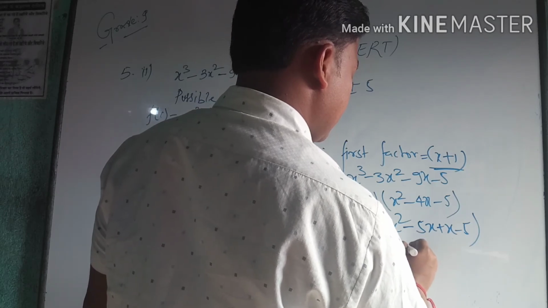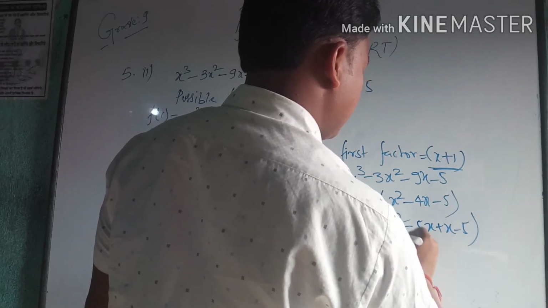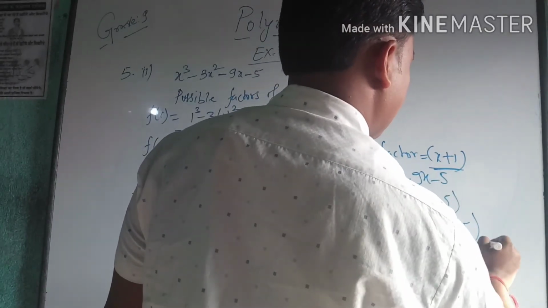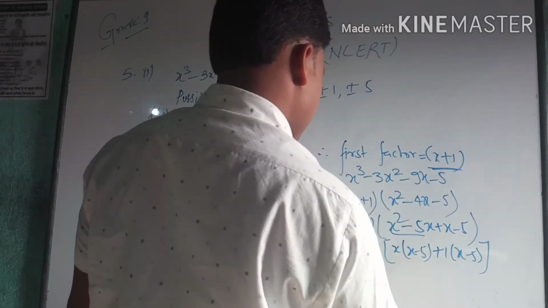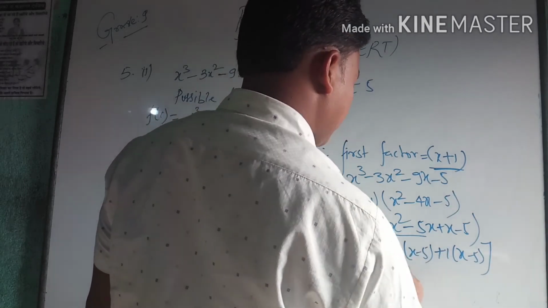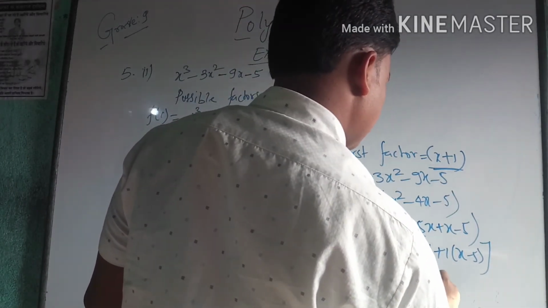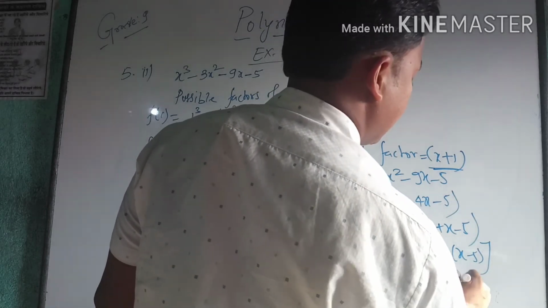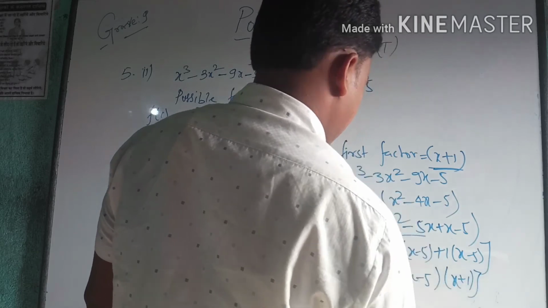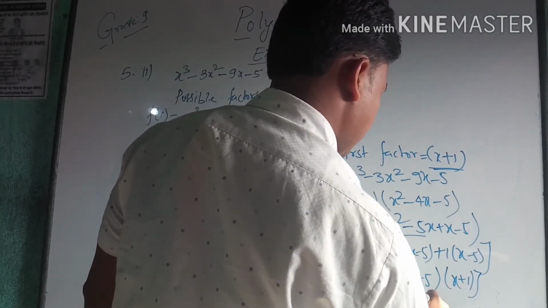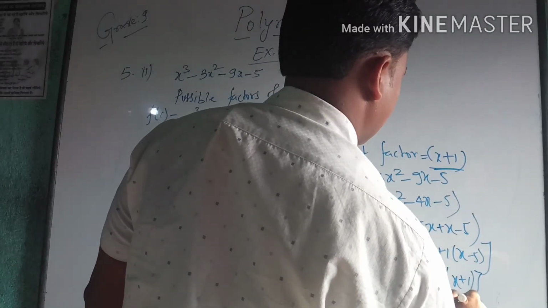x plus 1, again it will be common. x minus 5 in the first two terms, x minus 5. x plus 1, here x minus 5 is common, and the last part is x plus 1. And finally it can be written as x plus 1 into x plus 1 into x minus 5.